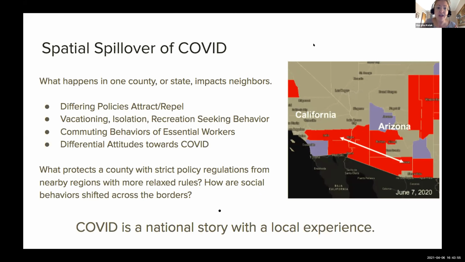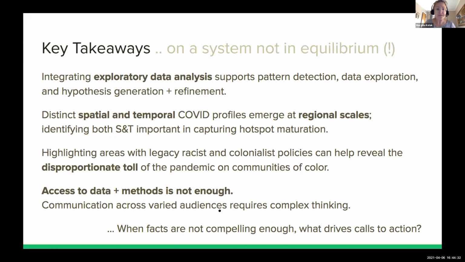So what protects a county with strict policy regulations from nearby regions with more relaxed rules, right? From what I understand, we never had such a strict policy where you would be physically barred from entering an area, or that might have happened in a piecemeal perspective, but overall, even if Cook County had a really strong regulation for COVID, that doesn't mean the suburbs did, right? And we know that social behaviors also don't have strong physical barriers. So social behaviors also shift across those borders. In a minute, I'll show a bit of a demo, but I can also hold that for the Q&A.